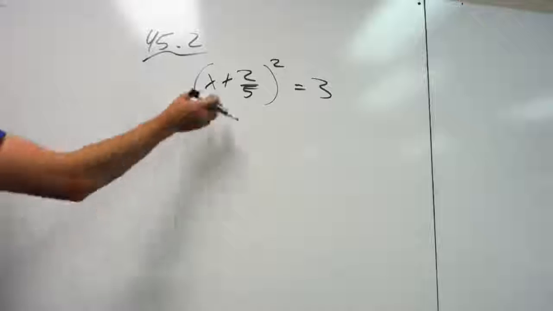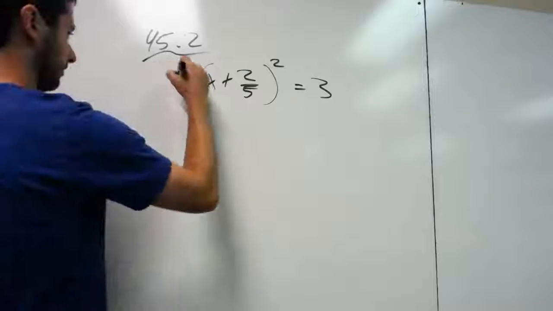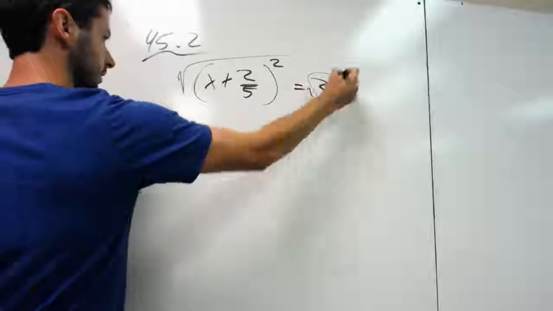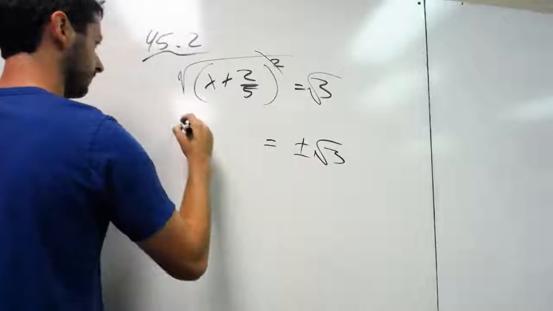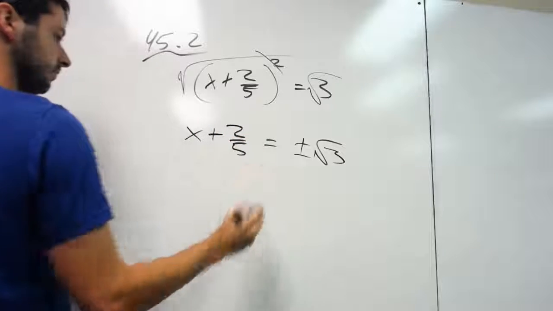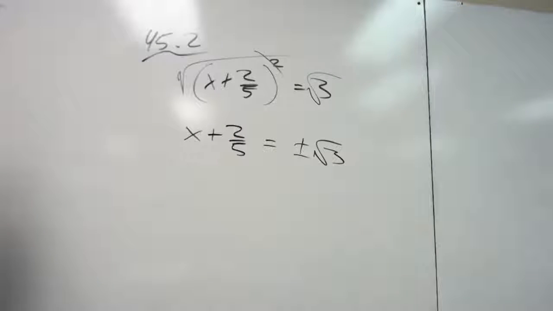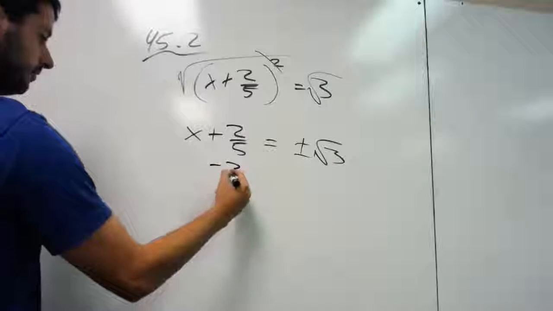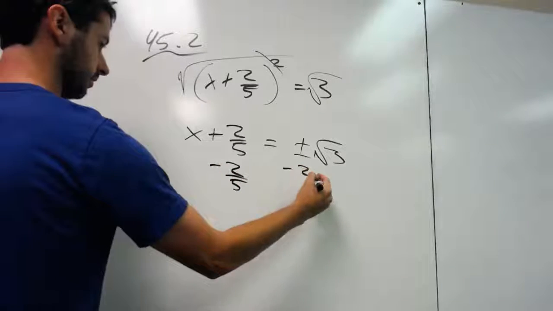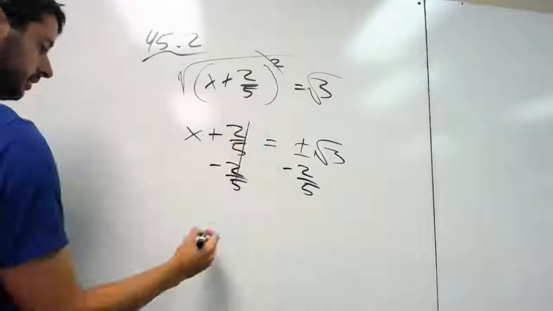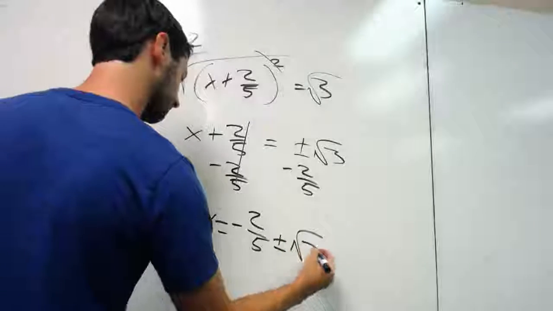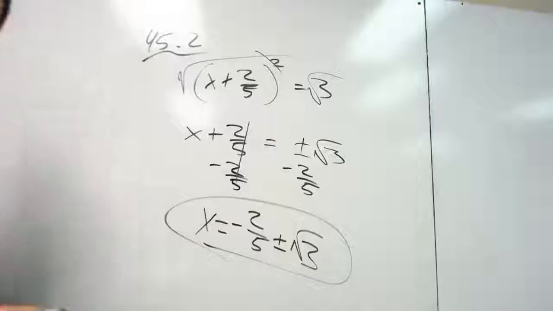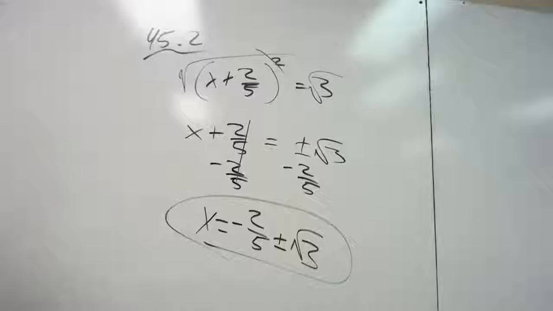So x plus 2/5 squared. Gotta get rid of the squared by square rooting. Square root here. That changes to a plus or minus square root of 3. And now you're at this point, x plus 2/5 equals plus or minus square root of 3. Subtract 2/5 from both sides. Get x equals negative 2/5 plus or minus square root of 3 for your answer. And that's all there is to lesson 45.